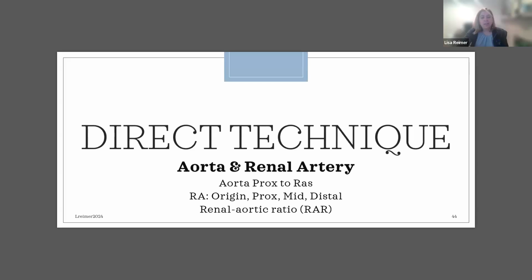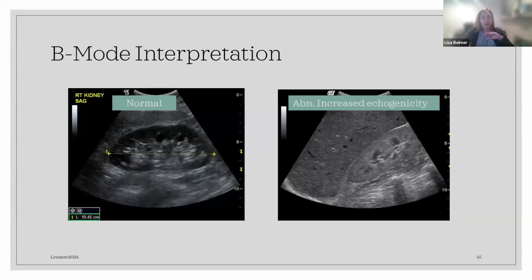So in the direct technique, we're looking at the aorta and the renal artery on both sides. So we're going to do a proximal aorta, just proximal to the renal artery, the level of the renal arteries. And then we're going to grab Dopplers of the renal artery along its path.